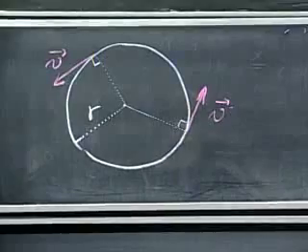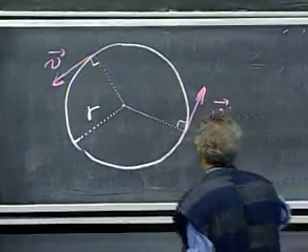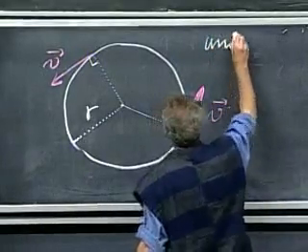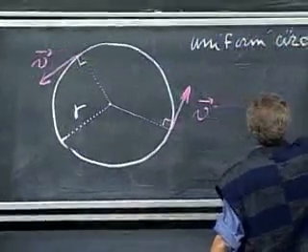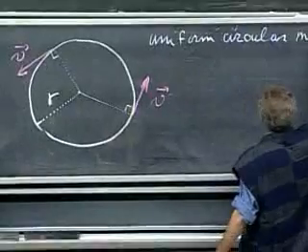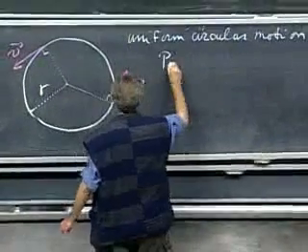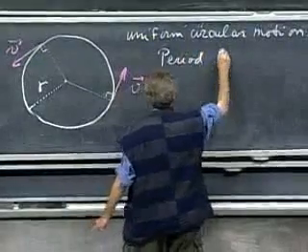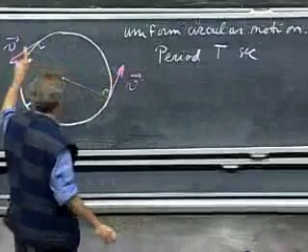In a situation like this, where we have uniform circular motion, we first identify what we call the period, T, in seconds. That's the time to go around.